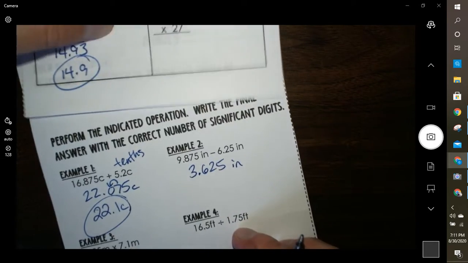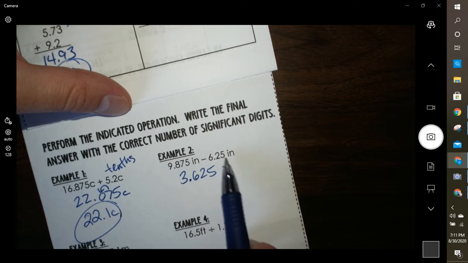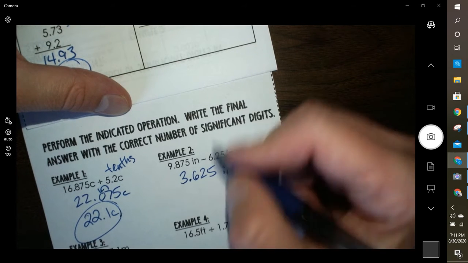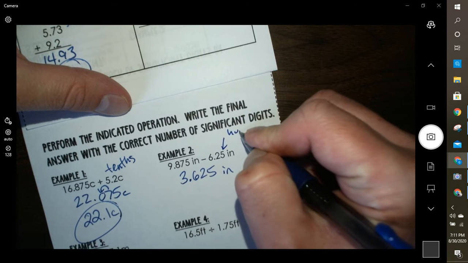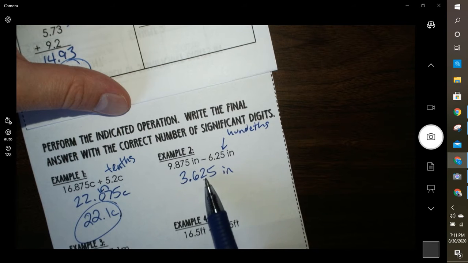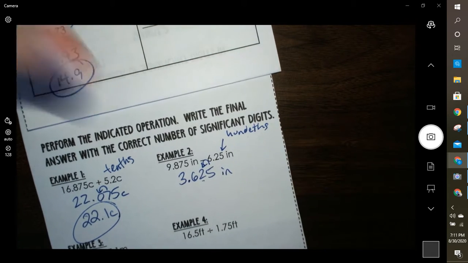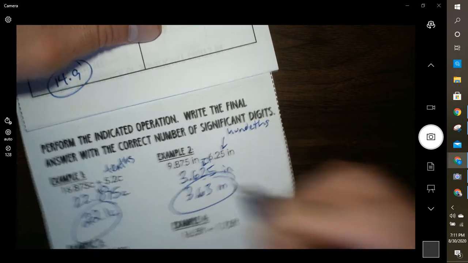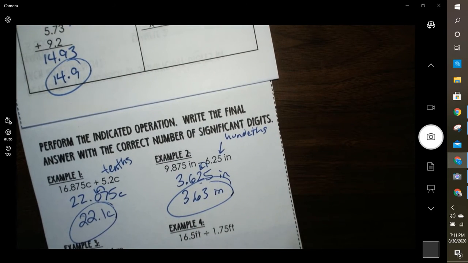And it looks like these units are inches. The least precise is going to be the 6.25, and the last digit is in the hundredths place this time. So we're going to round that 2 there. The 5 tells the 2 to move up. 3.63 inches is what we're going for there.